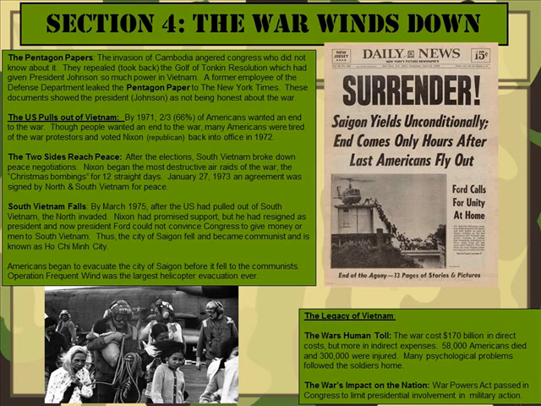But if you look at those dates there, within 2 years, South Vietnam falls to North Vietnam. After the U.S. had pulled out of South Vietnam, the North invaded. Nixon had promised support if anything happened, but he had resigned over something we call Watergate, which we will discuss in the next chapter. Ford could not convince Congress to give him money to go back to South Vietnam. Thus, the city of Saigon fell and became communist and is now known as Ho Chi Minh City. Americans began to evacuate the city, and Saigon fell to the communists.